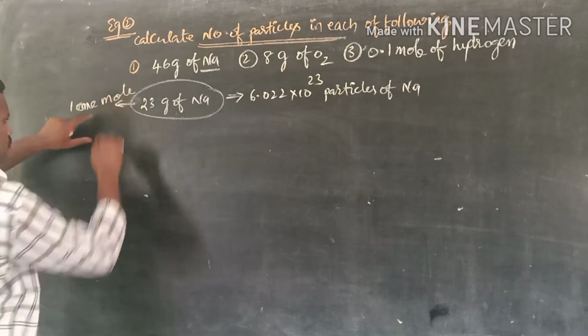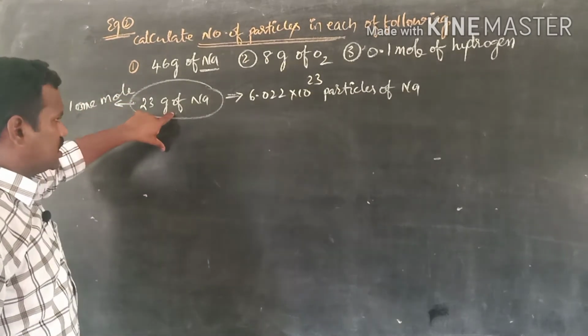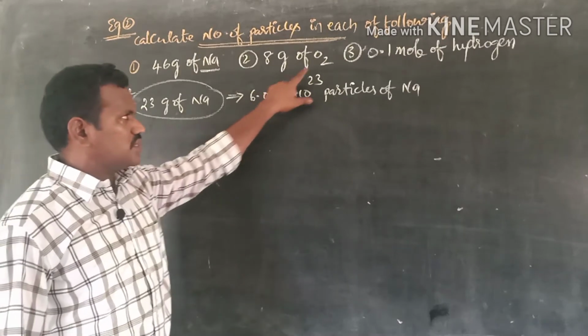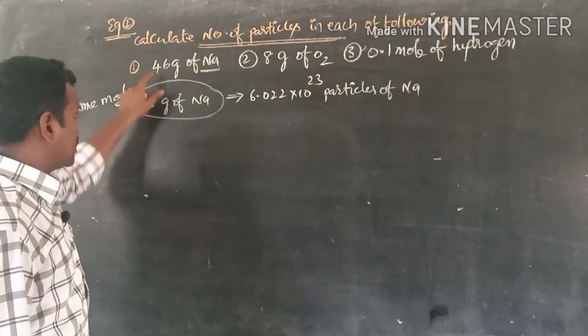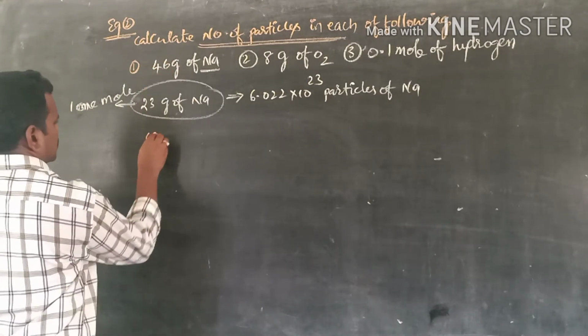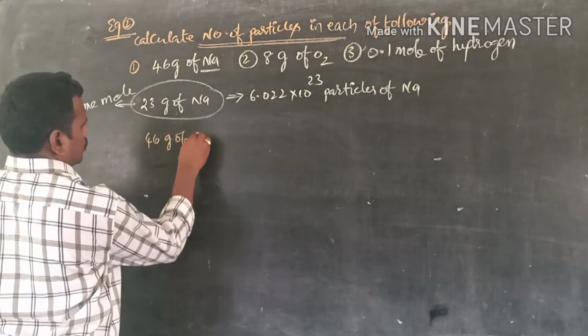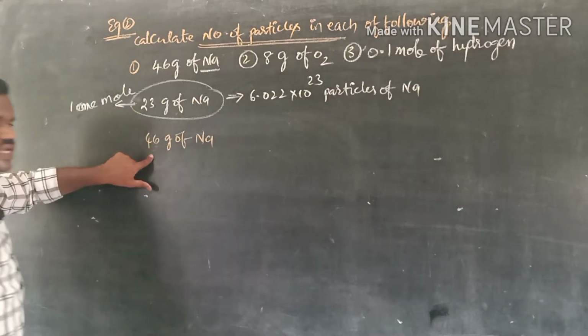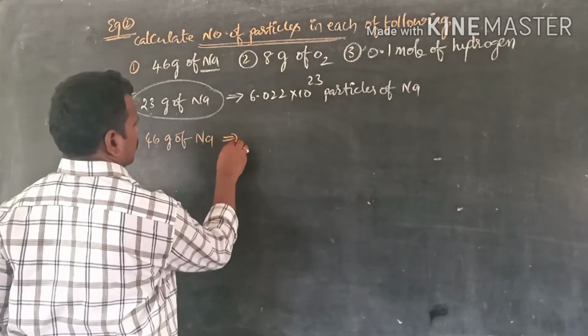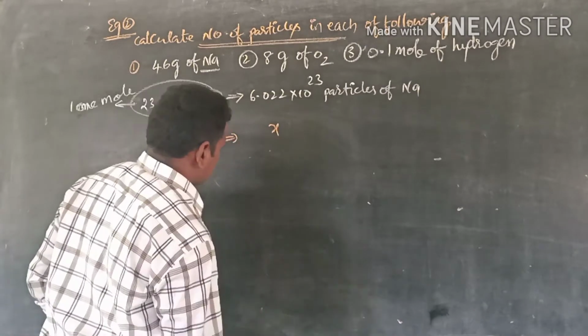Means 1 mole of sodium, that is nothing but 23 grams of sodium, having 6.023 into 10 power 23 particles. Now they are asking about 46 grams of sodium. We should not consider this one as a mole. This is only the fundamental. So 46 grams of sodium contains X particles.